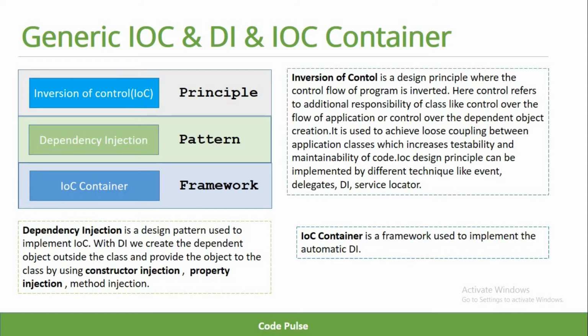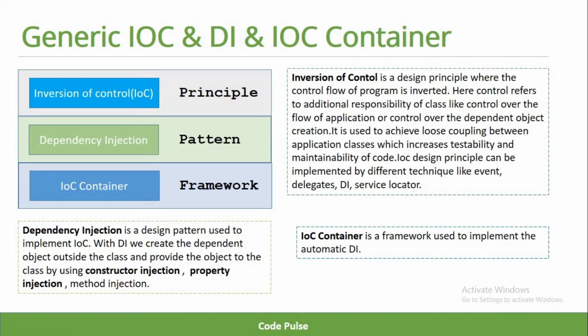Now what is inversion of control? Inversion of control is the design principle where the control flow of the program is inverted. Here control refers to additional responsibility of a class like control over the flow of application. Now what is the meaning of control over the flow of application? Let me give you an example.